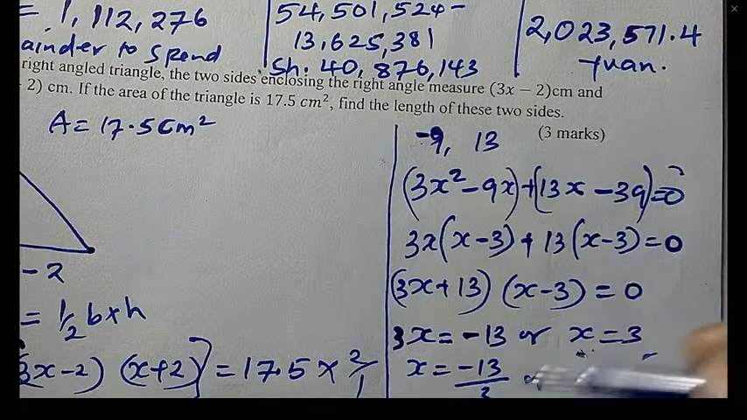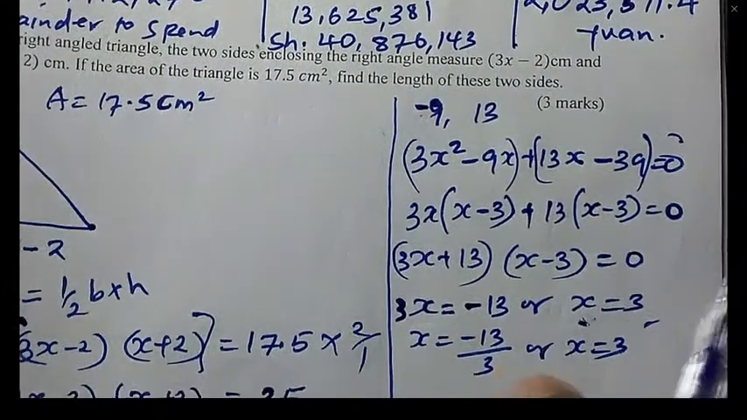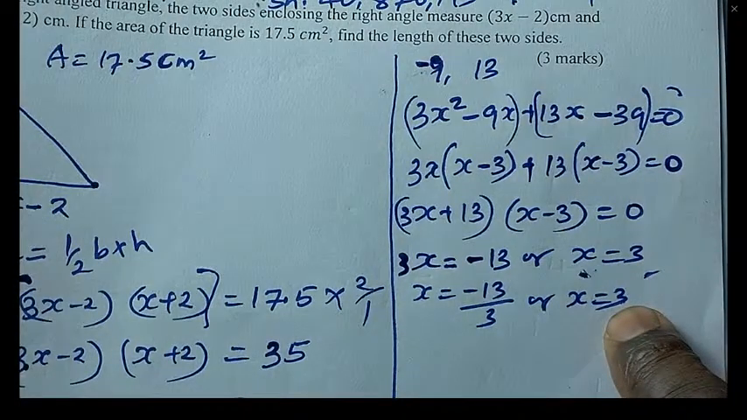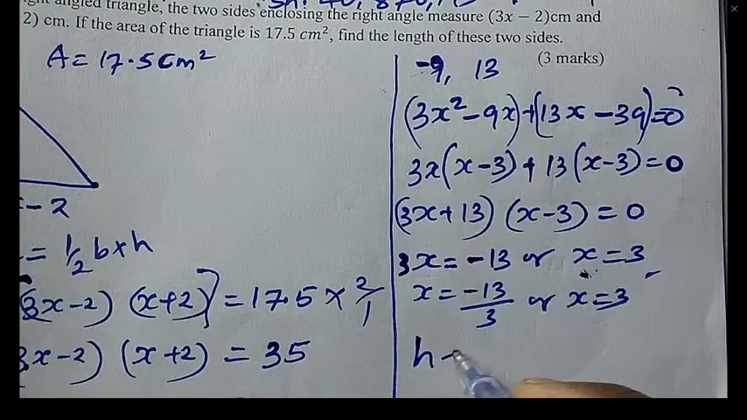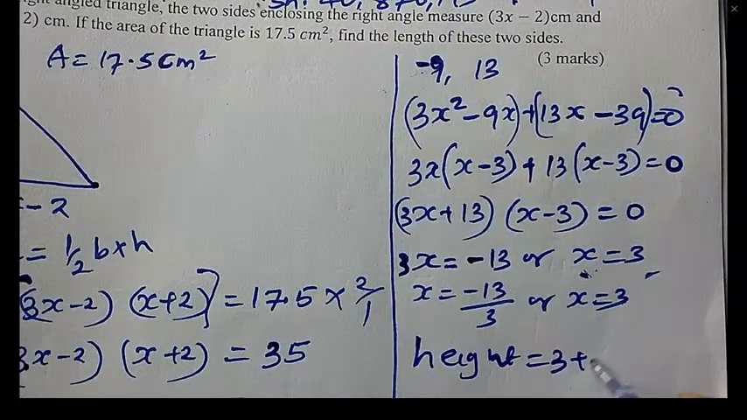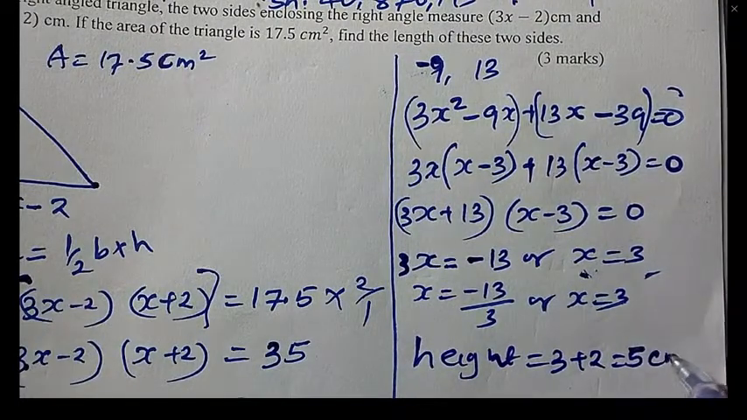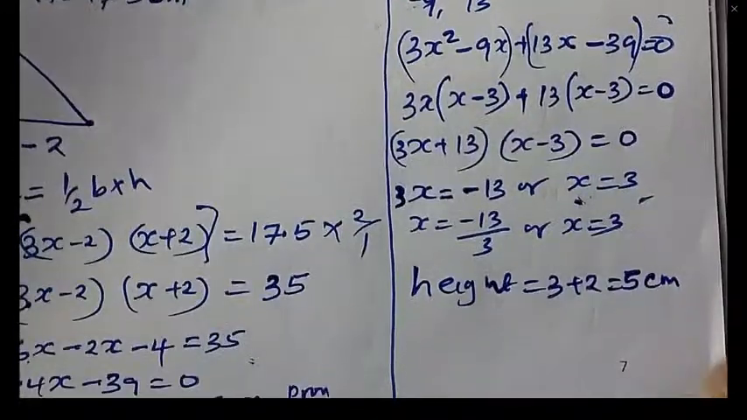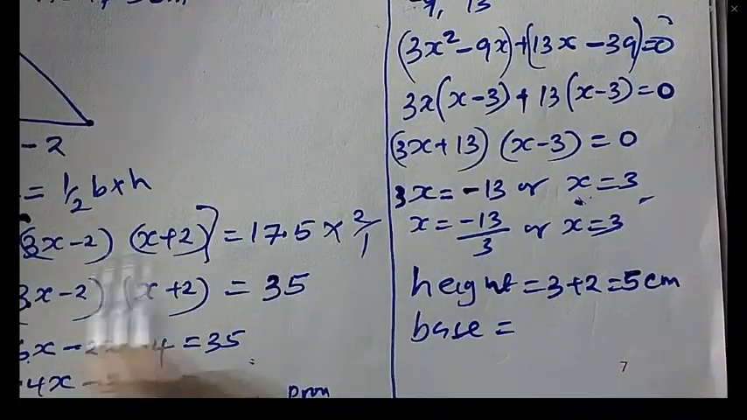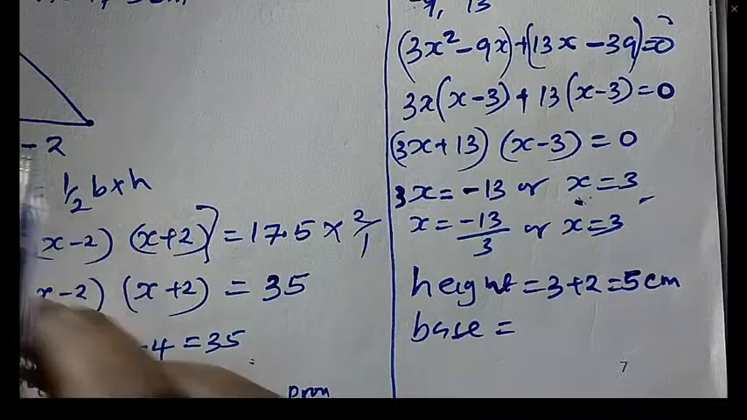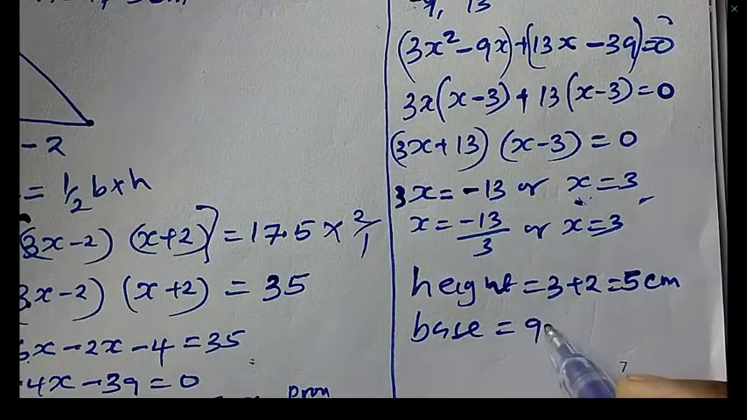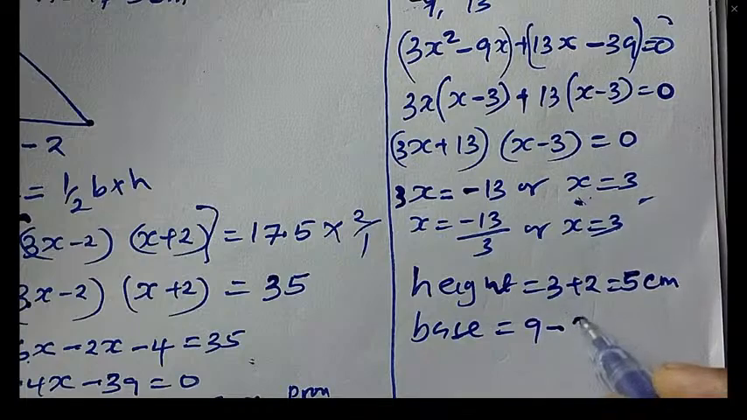So length cannot be negative, so we ignore this negative. So the value of x is 3. So the height is going to be 3 plus 2, which is equal to 5 centimeters. The base is going to be 3 times 3, that is 9, minus 2, 7 centimeters.